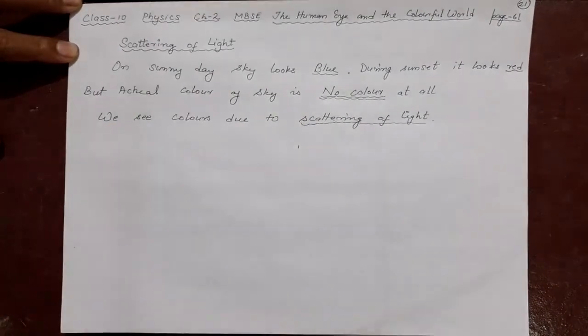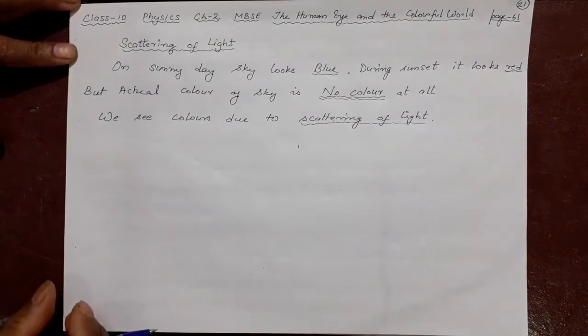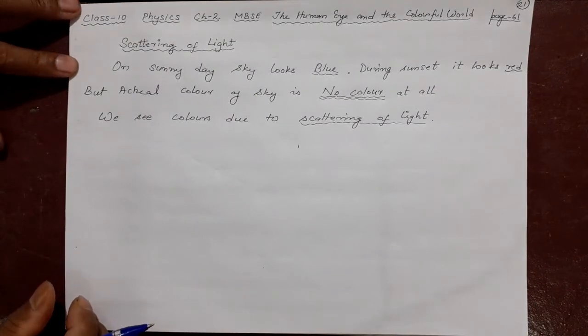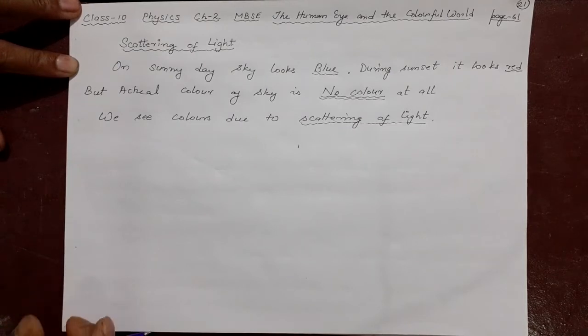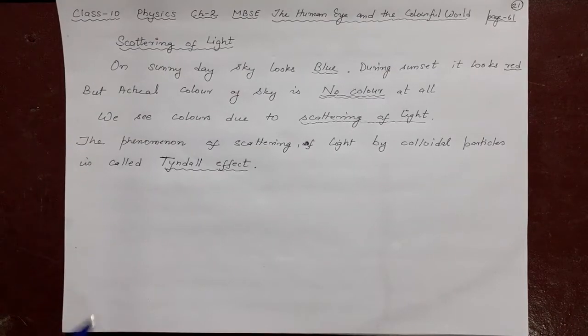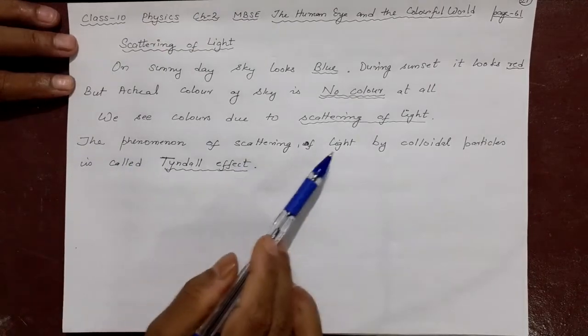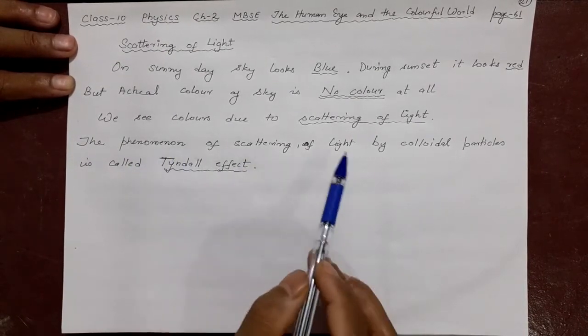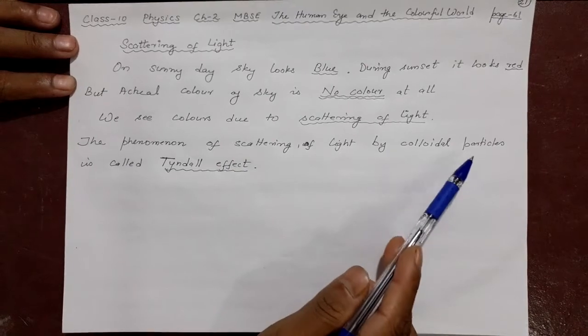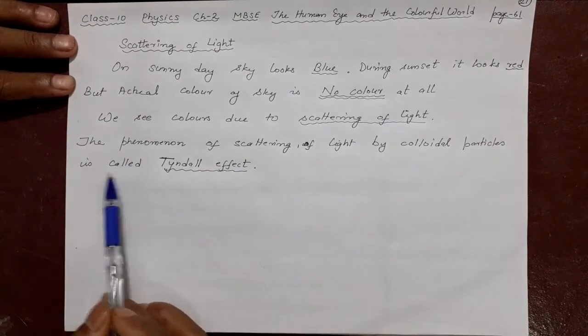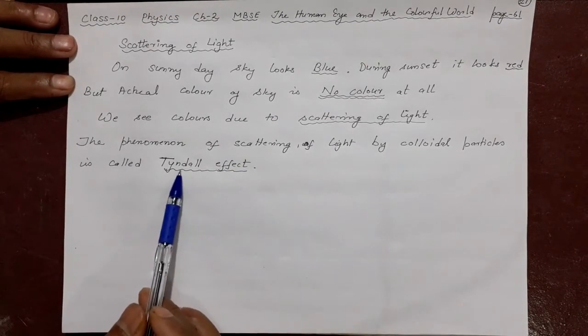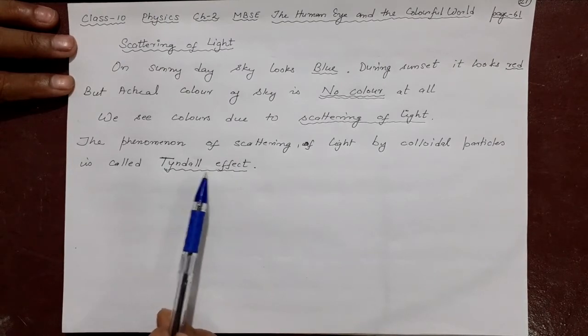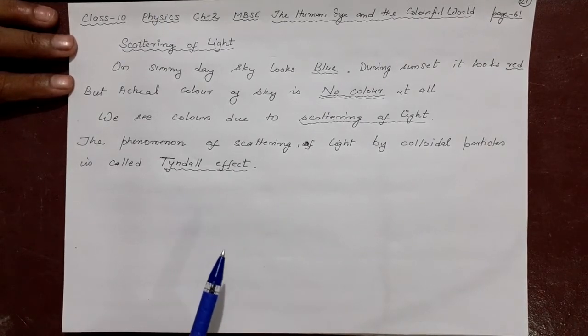That means the light is thrown here and there, scattered, and that is called scattering of light. This phenomenon is called Tyndall effect. The phenomenon of scattering of light by colloidal particles is called Tyndall effect. So that we'll write. Phenomenon is the process: scattering of light by colloidal particles. This is called Tyndall effect. Tyndall is the person whose name it is, and because of his name it is called the Tyndall effect.